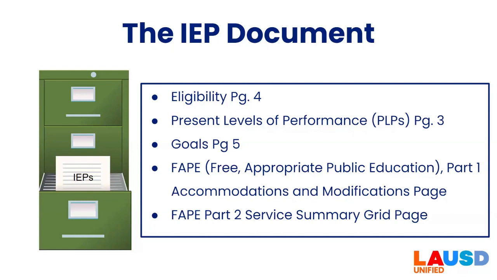In case this document is still a mystery, we will go over the key pages that will provide you valuable information about your students. We will discuss eligibility found on page 4, present levels of performance on page 3, goals on page 5, FAPE Part 1, which covers accommodations and modifications, and FAPE Part 2, which is the summary of services page.